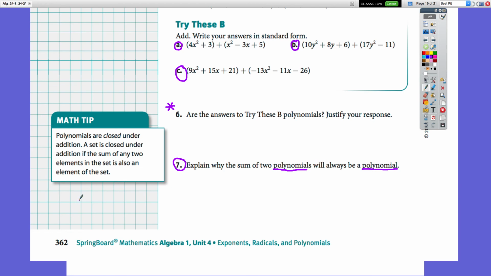So the answer for this could have a couple different answers. So we are not going to turn a polynomial into nothing. We could subtract everything away from it, and that's fine.